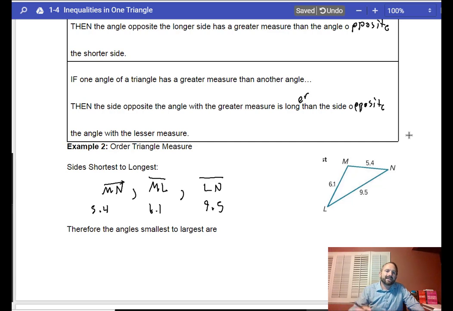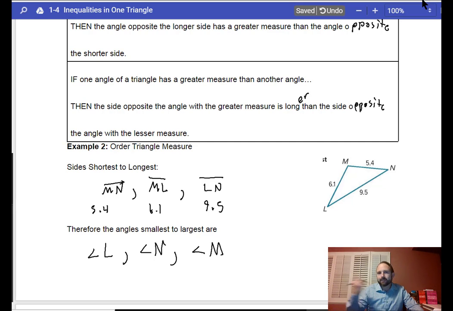So what this is saying is the smallest angles are going to be opposite. So angle L is opposite MN. So that's going to be the smallest angle. The next one is angle N, opposite 6.1. And then finally, the largest angle will be angle M.